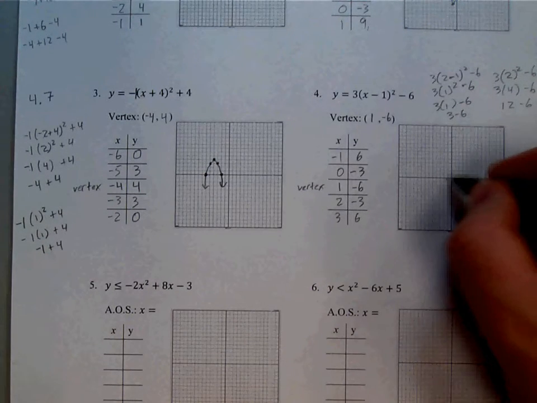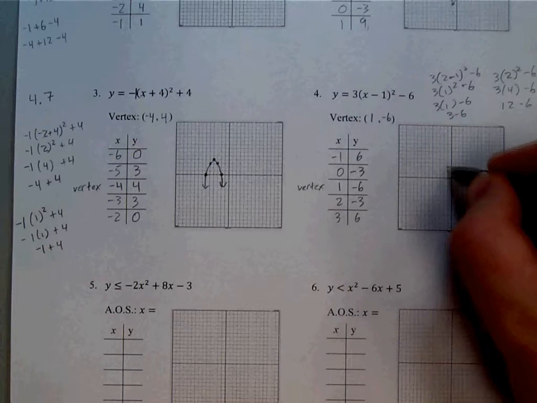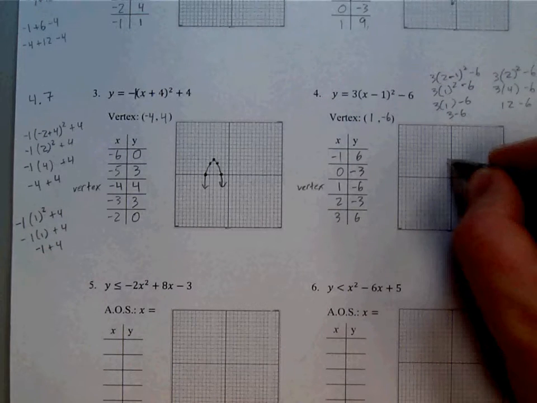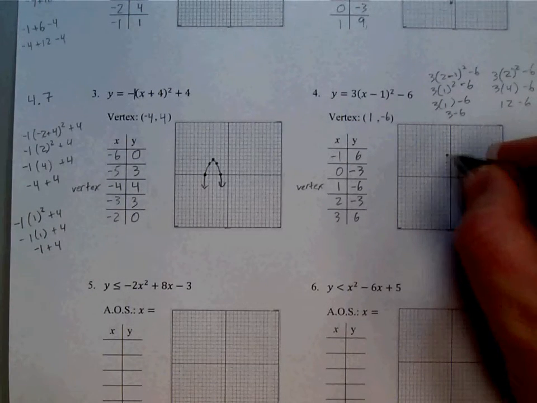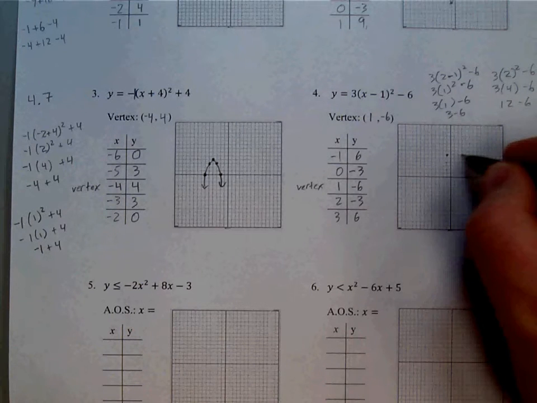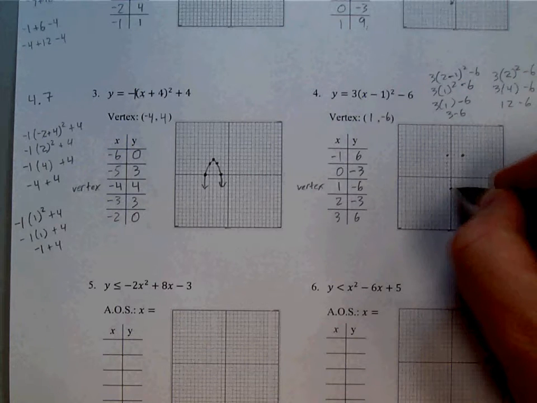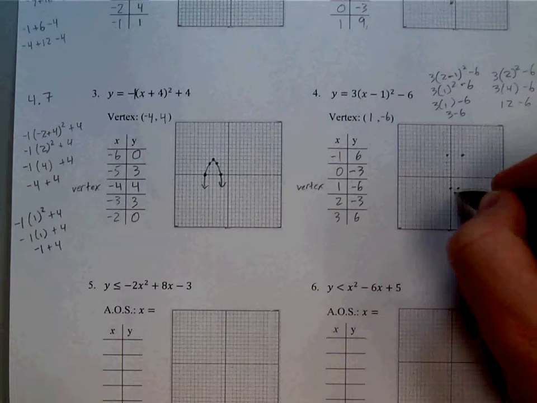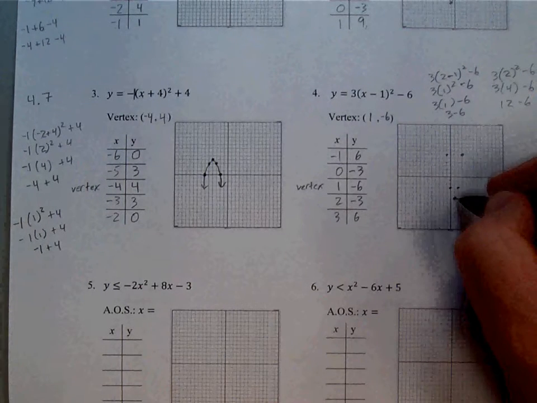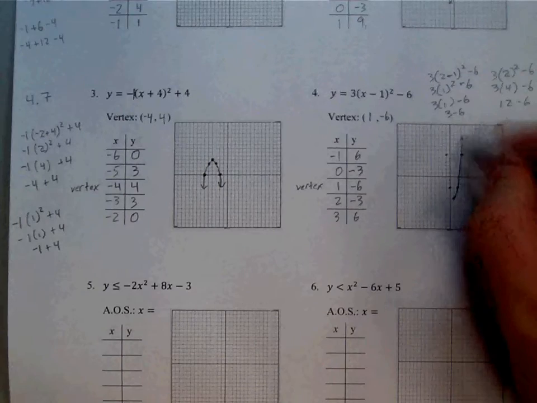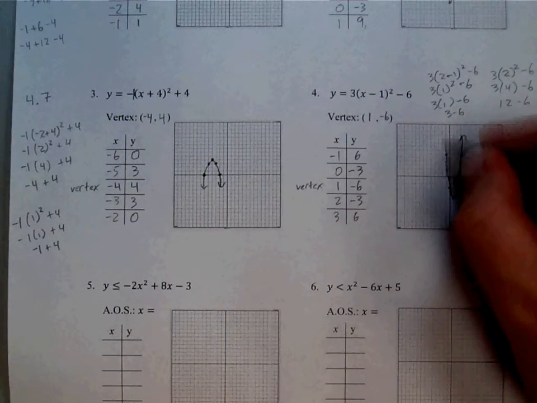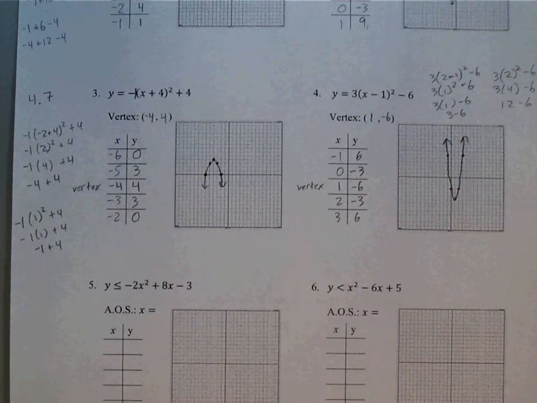So the points are 1, negative 6, then 2, negative 3, and 3, 6, and negative 0, negative 3 mirrored on the other side. Connect the dots. And there we go.